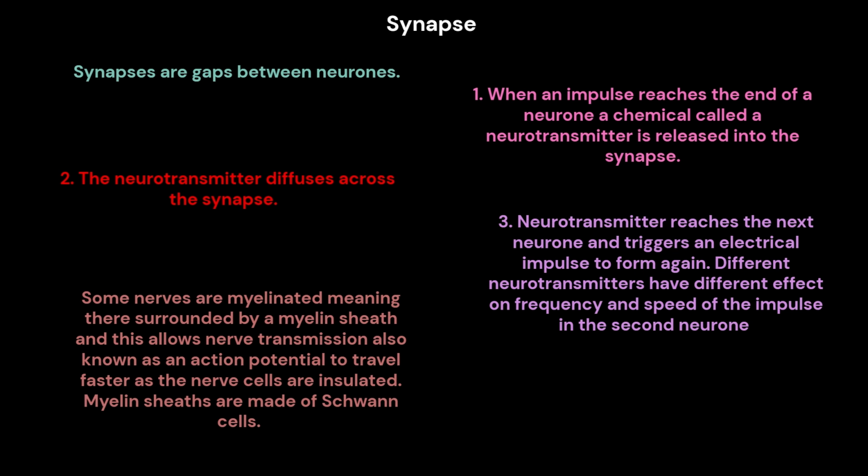Some nerves are myelinated, meaning they're surrounded by a myelin sheath, and this allows nerve transmission, also known as an action potential, to travel faster as the nerve cells are insulated. Myelin sheaths are made of Schwann cells.